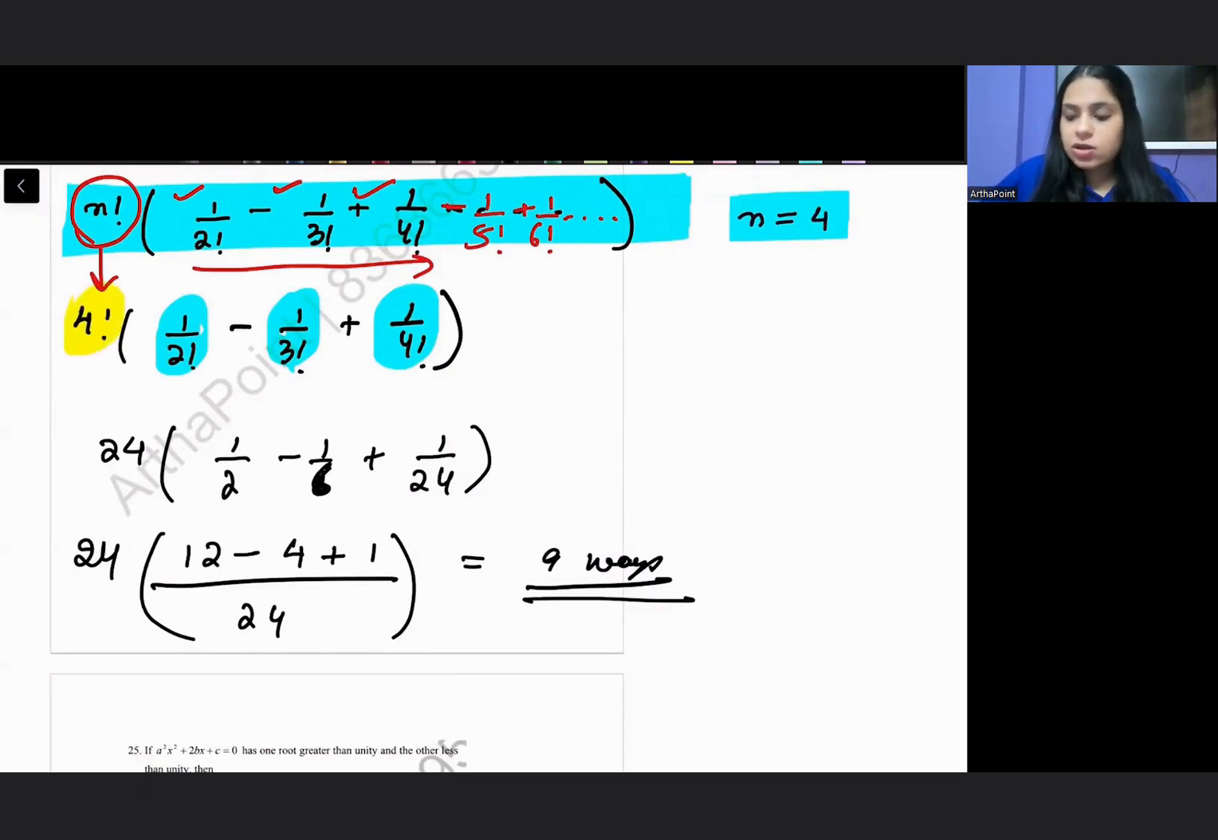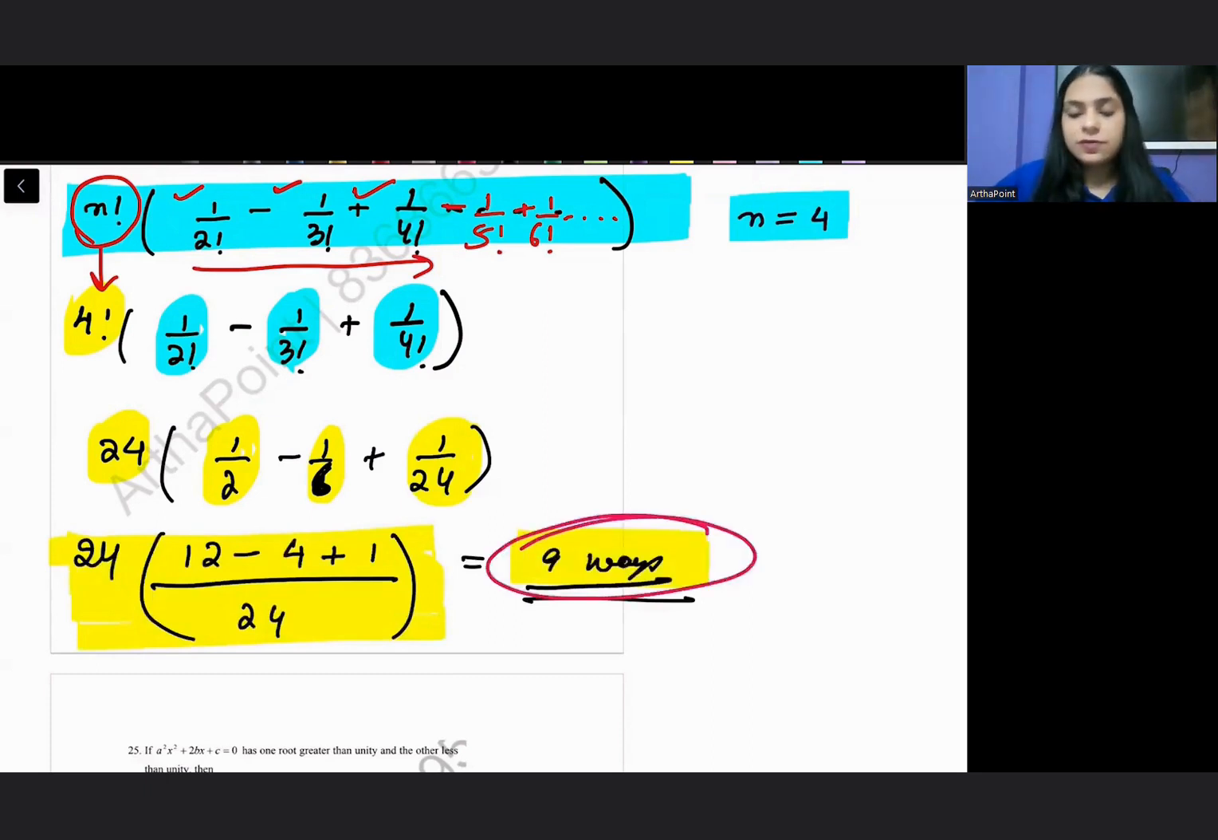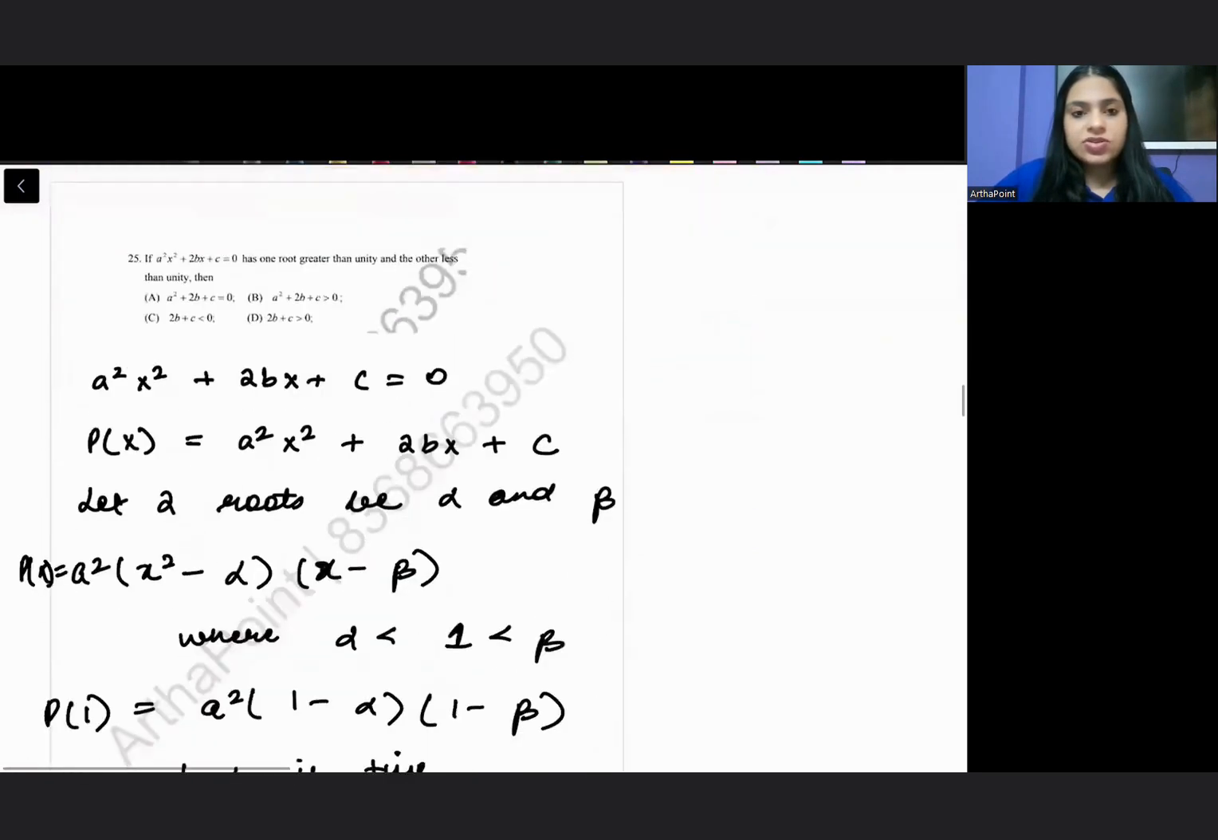So 4 factorial is going to give you 24. 1 by 2 factorial means 1 by 2, 1 by 3 factorial means 1 by 6, and 1 by 4 factorial means 1 by 24. When you solve this, you will get the answer as 9 ways. So the correct answer to this question will be 9 ways. Okay, come to the next question.